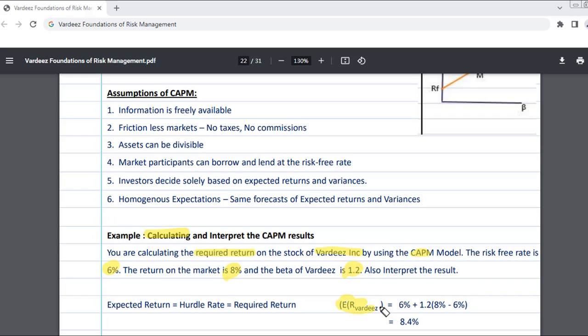So the expected return on Vardy's equals the risk-free rate, which is 6%, plus 1.2, this is the beta, times the equity risk premium, which is 8% minus 6. So once you calculate this, you will get 8.4% as the required return. Sometimes this required return is also called the hurdle rate. So don't get confused on the exam: if they ask you to calculate the hurdle rate, that means one and the same thing, also known as the expected return.